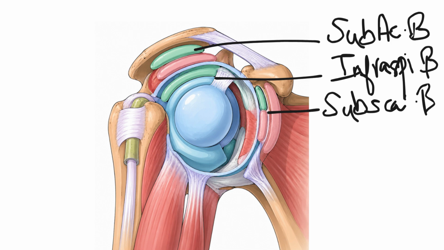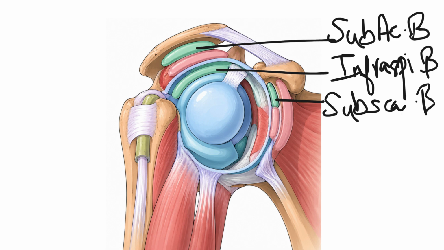So coming to bursa of shoulder joint, you have to know what are the bursas. They are subscapular bursa, which lies deep to subscapularis muscle, infraspinatus bursa, that lies deep to infraspinatus muscle, and subacromial bursa, that lies between supraspinatus and coracoacromial arch.